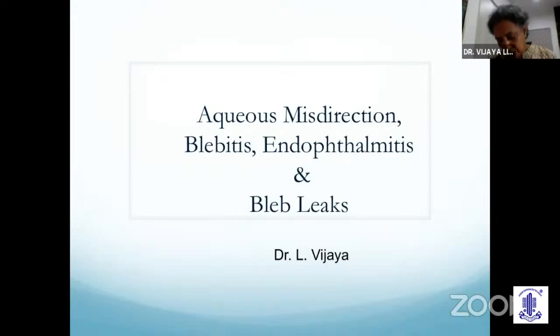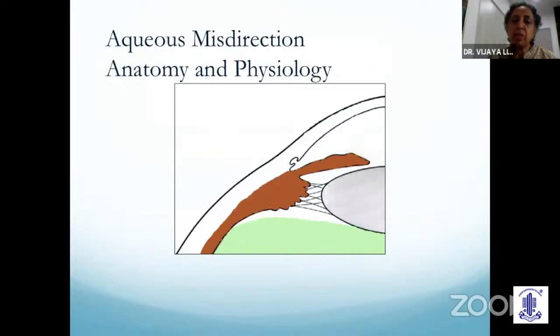Because of the time limit, I wisely decided I will not talk about managing failures, which she has covered beautifully. I will talk about three important complications that one can see following a trabeculectomy, that is aqueous misdirection, blebitis with endophthalmitis, and late bleb leaks. So aqueous misdirection is something which is rare, but it can happen, especially in eyes with angle closure.